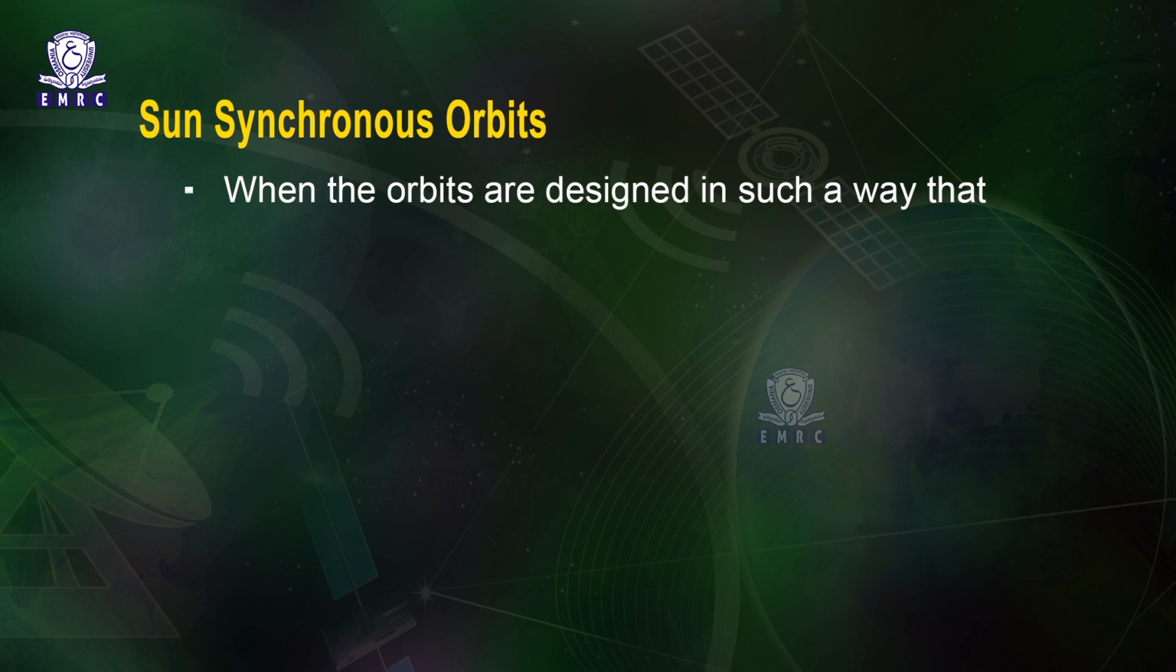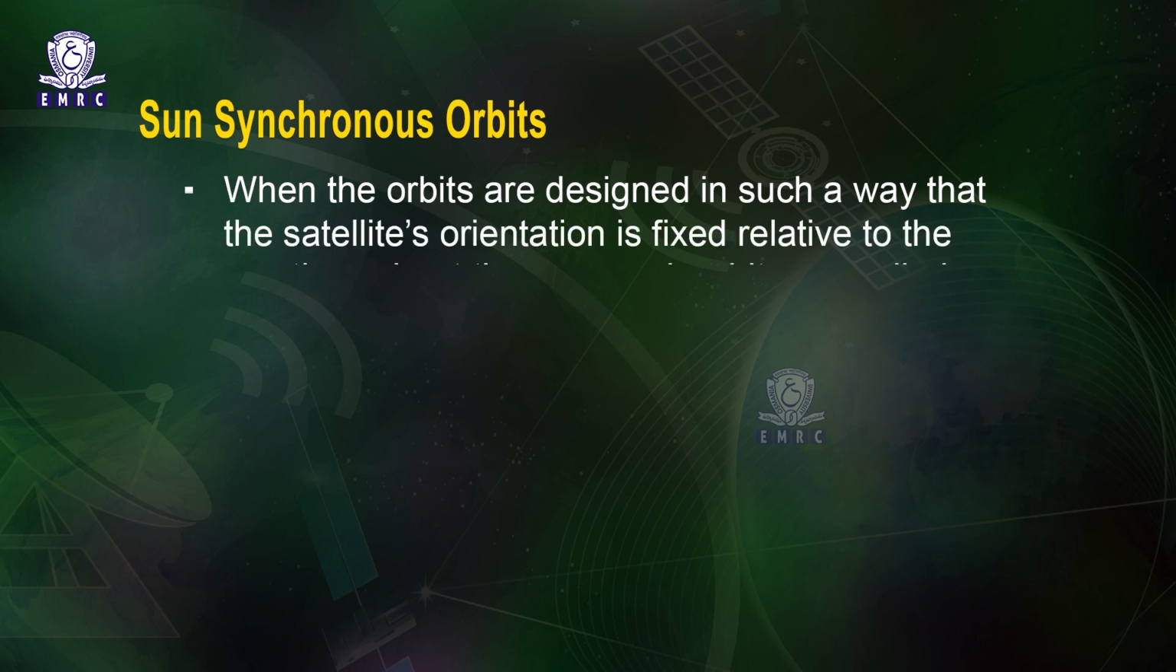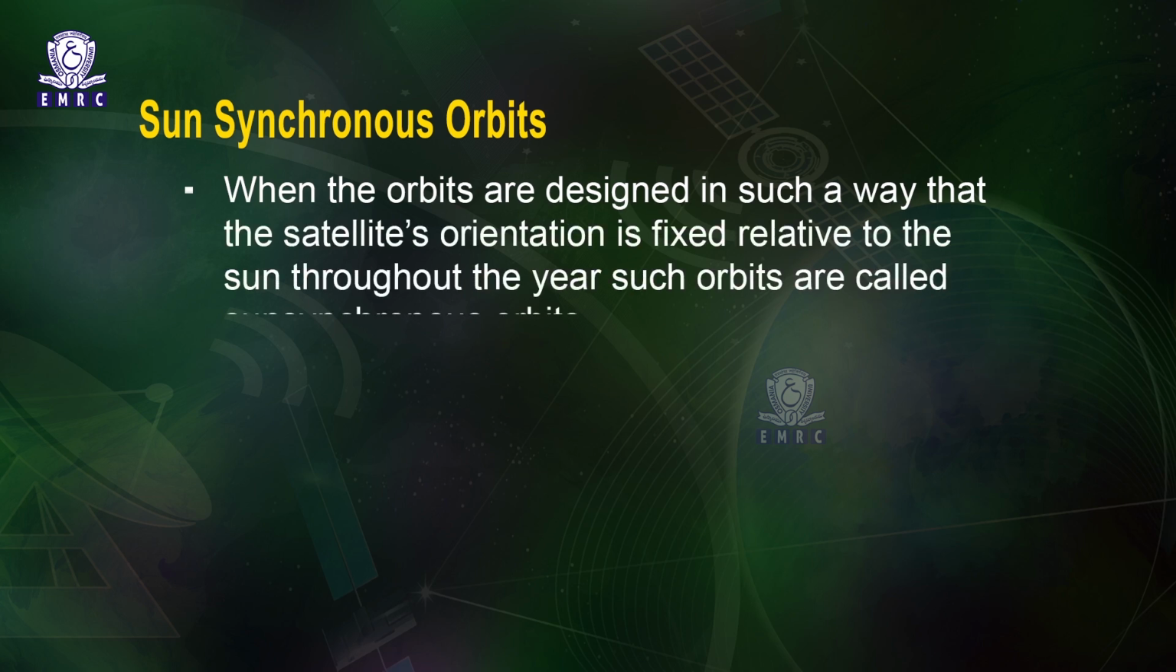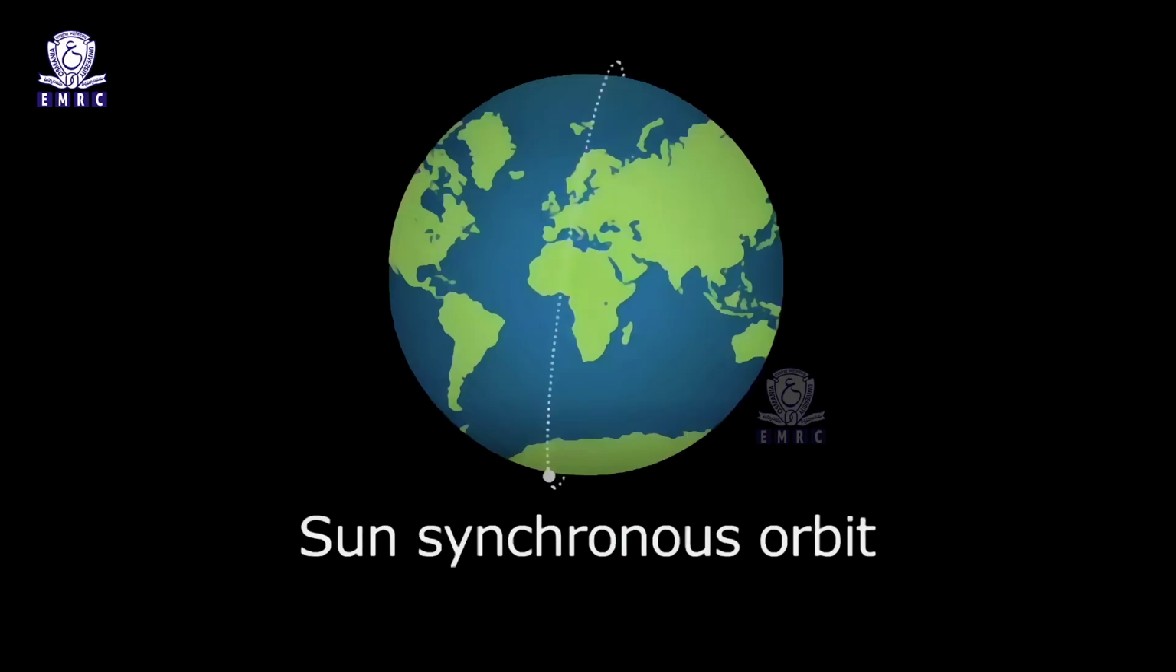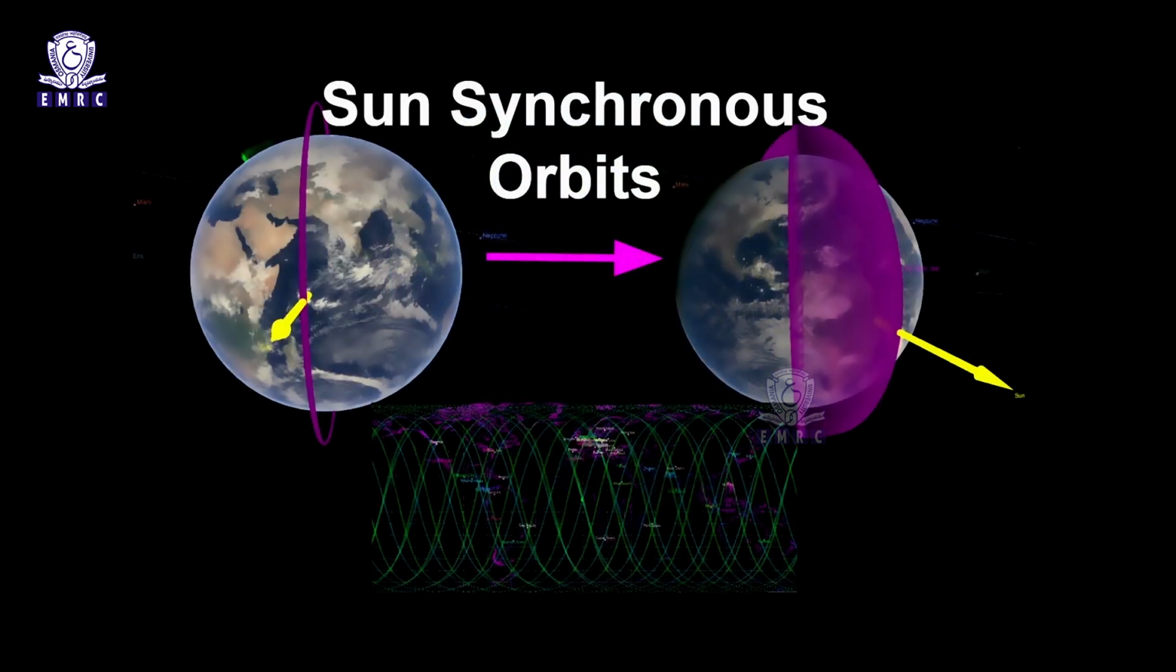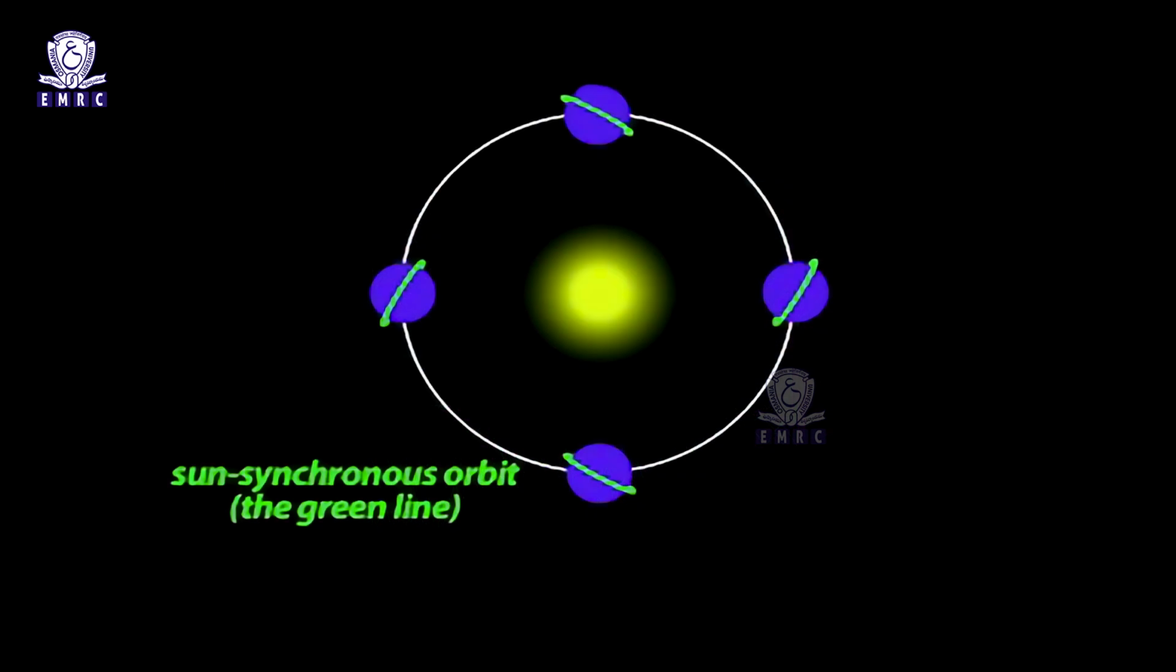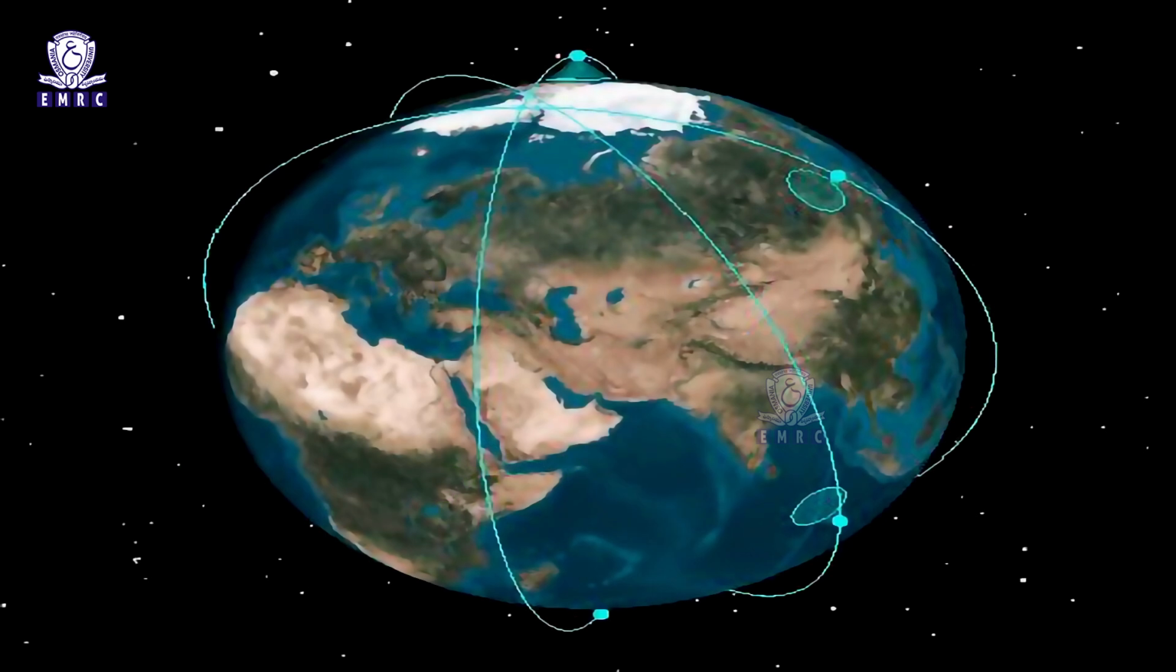When the orbits are designed in such a way that the satellite orientation is fixed relative to the Sun throughout the year, such orbits are called sun synchronous orbits. These orbits are designed to remove one source of variation in illumination, which is caused by differences in time of day. The satellite in sun synchronous orbit passes over a given part of the Earth at roughly the same local time of day, though not necessarily every day.